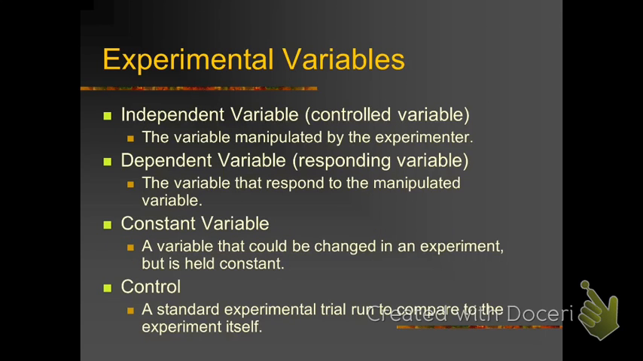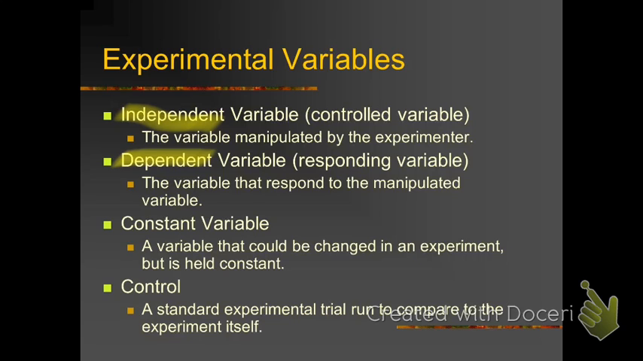The last thing that we're going to talk about is experimental variables. There are 3 experimental variables that we are going to talk about and a control that we are going to talk about. The first variable that we have is our independent variable. The independent variable is independent of anything in the experiment, and it's what you, as the scientist or the experimenter, actually control. Then we have the dependent variable.